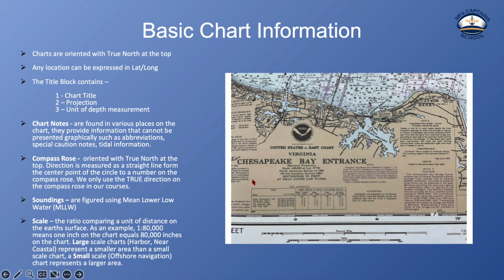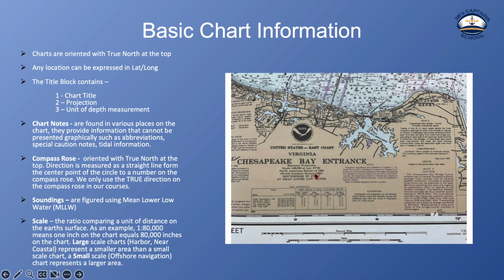The title block is right here in the middle, and it has the chart title, Chesapeake Bay Entrance, and the projection. So if you look here, it says Mercator projection, which we just talked about. It's got the scale of the chart. This is 1 to 80,000, which means 1 unit of measure on this chart equals 80,000 of the same units of measure on the Earth. So if this chart was done in inches, 1 inch on the chart represents 80,000 inches of actual Earth surface.